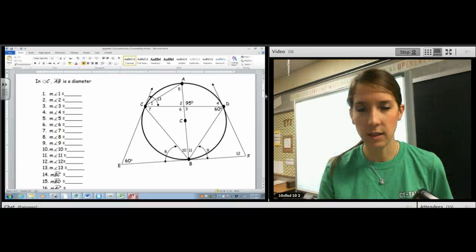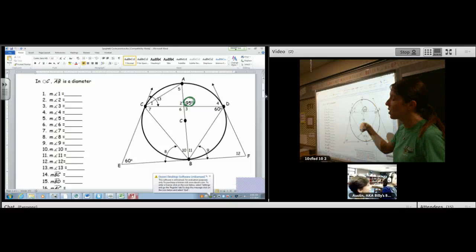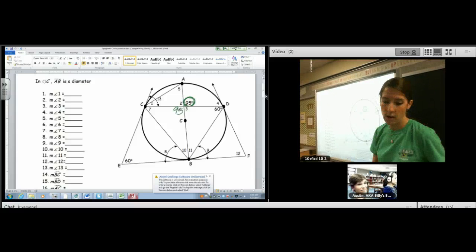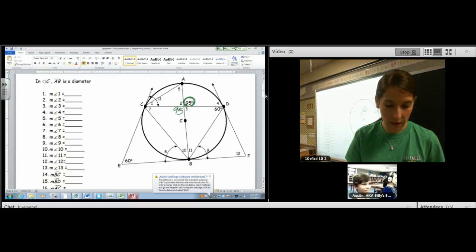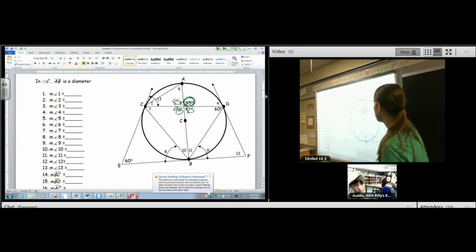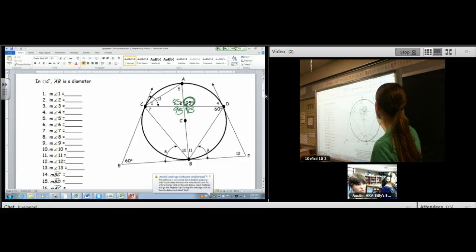So what I was saying is when you know one angle, you know all of them, because we've got vertical angles, and then we, of course, have a linear pair right there. So those are done.